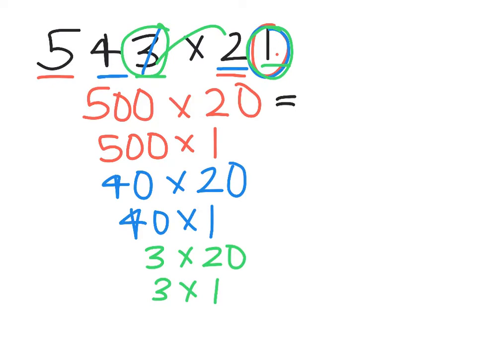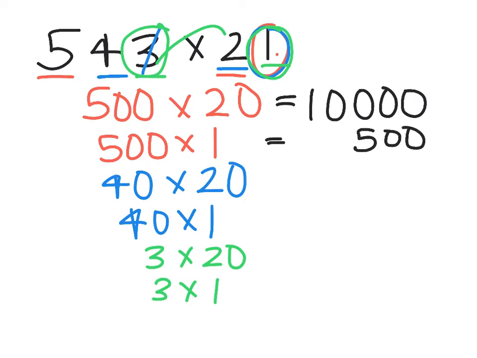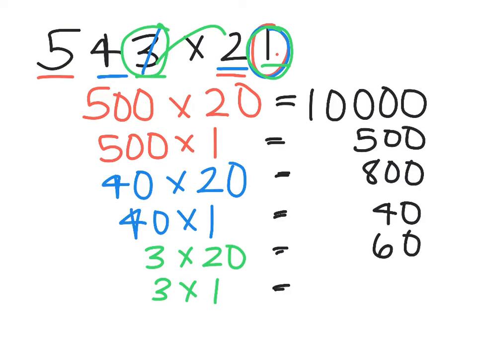So, 500 times 20 would be 10,000. 500 times 1 would be 500. 40 times 20 is 800. 40 times 1 is 40. 20 times 3 is 60, and 3 times 1 is 3.